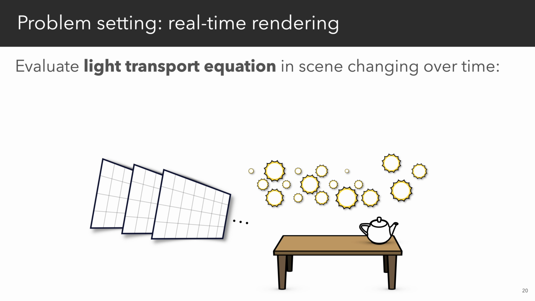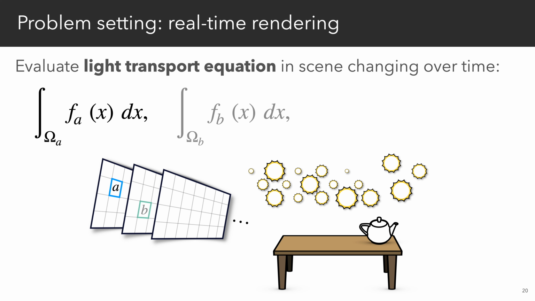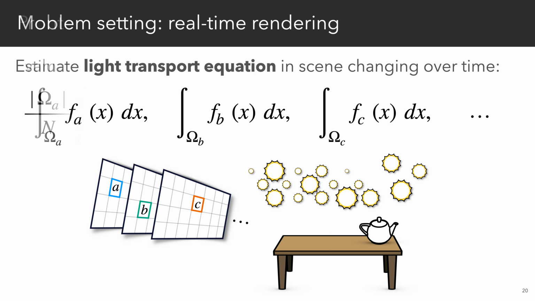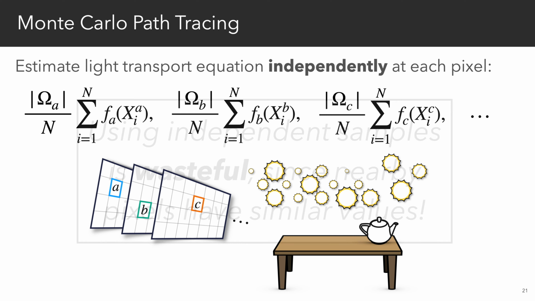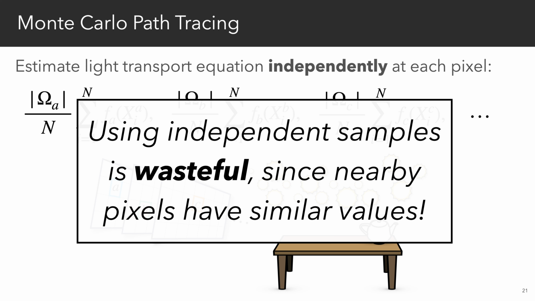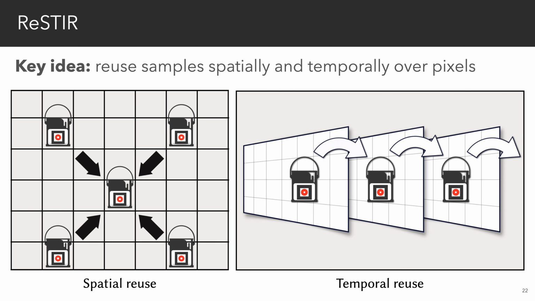Abstractly, we can frame this problem as needing to estimate a series of integrals, each with a slightly different integrand and domain of integration. In standard path tracing, we estimate each integral independently at every pixel using Monte Carlo integration. But this can be wasteful, since in general, nearby integrals have pretty similar values, both spatially as well as temporally. So rather than using independent samples for each pixel, ReSTIR instead amortizes the cost of sample generation through spatiotemporal reuse.